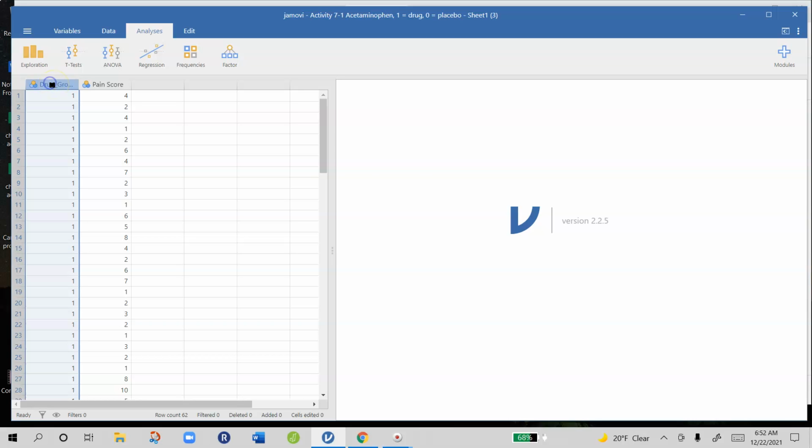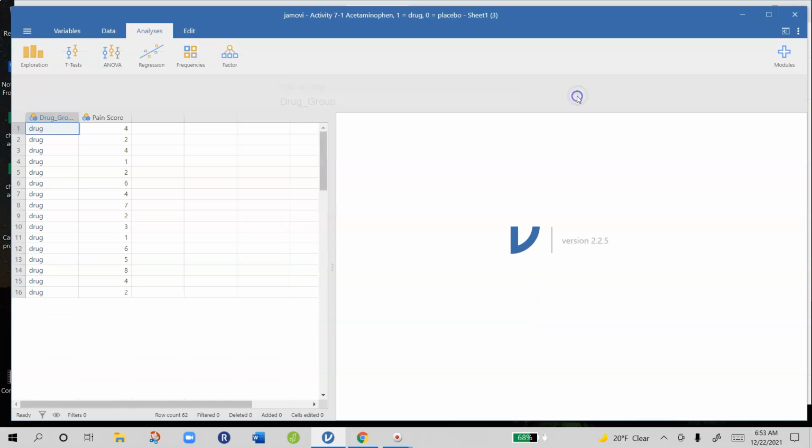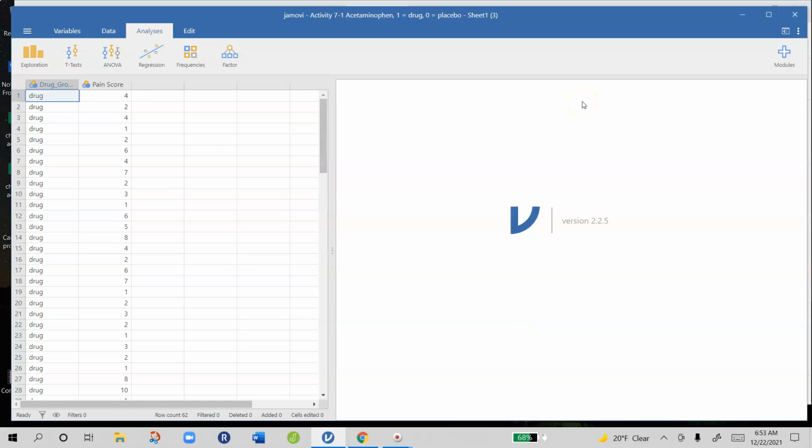So if you click up here on the drug group, and where it says 0, you can change that to placebo. And where it says 1, we can change that to drug. This isn't absolutely necessary, but it does mean that your data file and your output file will be labeled with drug and placebo rather than a bunch of 0s and 1s.